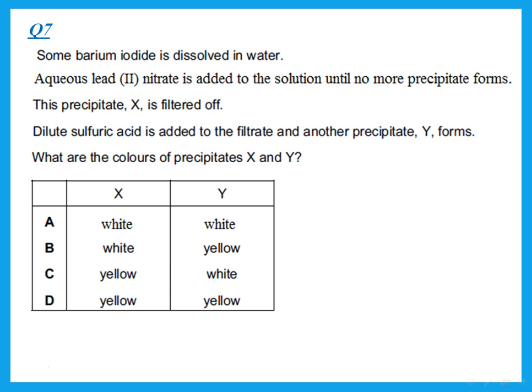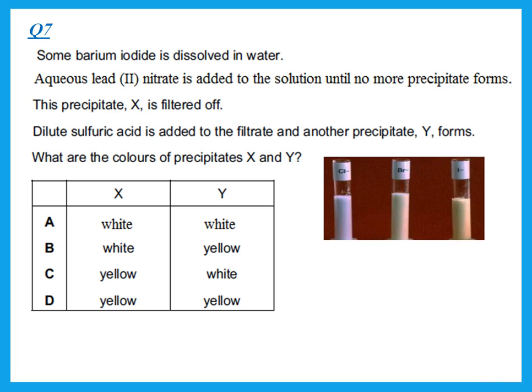Some barium iodide is dissolved in water. Aqueous lead nitrate is added to the solution until no more precipitate is formed. So he is adding lead nitrate to what? He's adding lead nitrate to something that has iodide, and that means he should get yellow precipitate. Remember, lead nitrate or silver nitrate with iodide gives yellow precipitate. So X is yellow. Then dilute sulfuric acid is added to the filtrate.